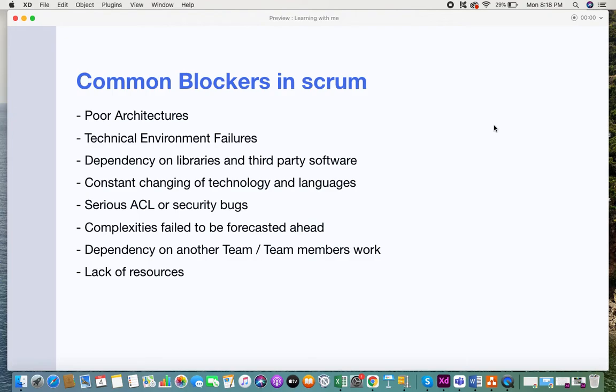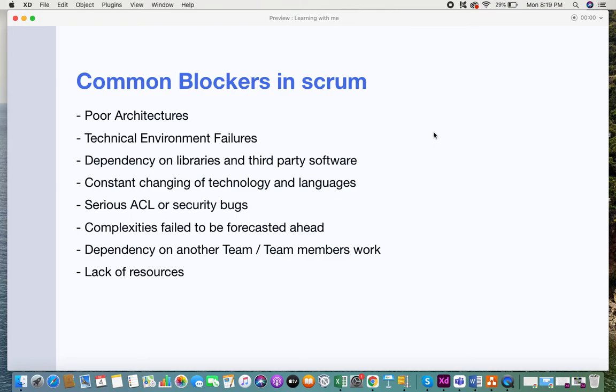The next one is serious ACL or security bugs. Every product that you develop, people look for security. Having a product without security does not make any sense. So if your application has serious ACL issues or any security bugs, then make sure it's a very big blocker and it will definitely prevent you from deploying a product, because this can never be acceptable.